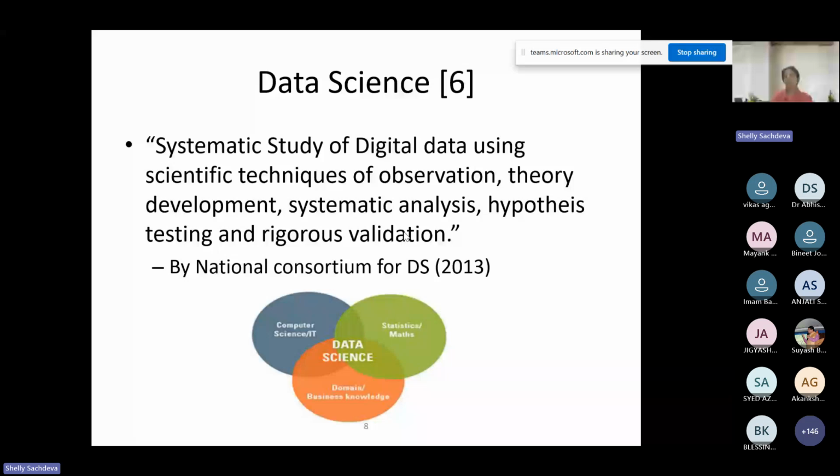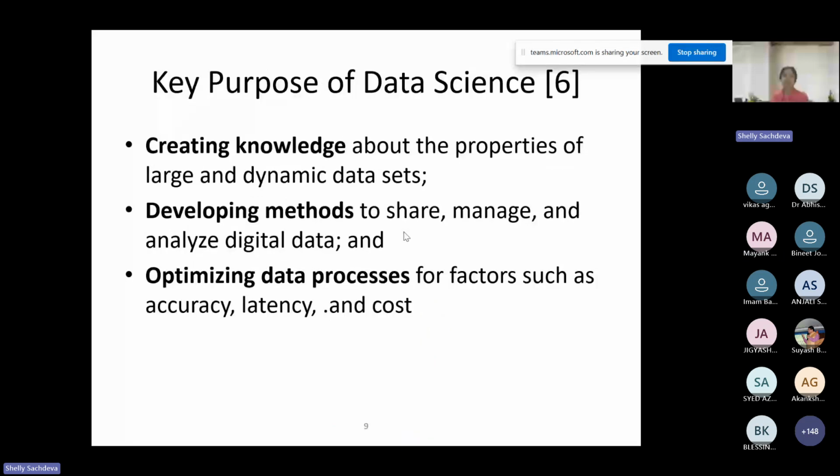I'll also talk about my personal view of the distinction between AI and data science, and further data analysis and data analytics. Now, as per the paper, these are the key purposes of data science. The first one was to create knowledge about the properties of large and dynamic data sets.